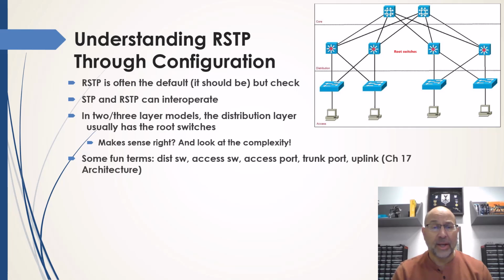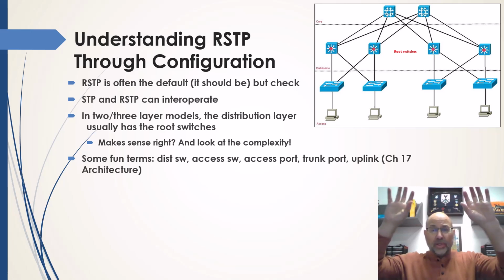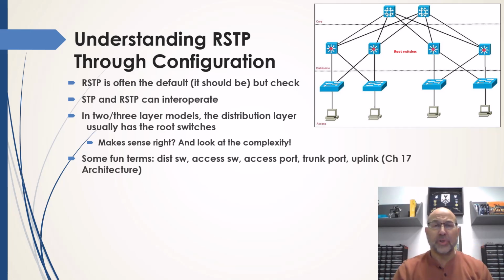They can interoperate, but the preference is for everybody to do it the same way. Now, in the diagram above me here, that is what we call a three-layer model. It might be a CLOS topology. And so in topologies like this, you have our access layer, and then our distribution layer, and then the core above us. The core is usually routing functions and things like that. It's all about speed. But at the distribution layer, we've got a lot of cross-connecting, a lot of redundant connections, and that is where we want our root switches to exist.